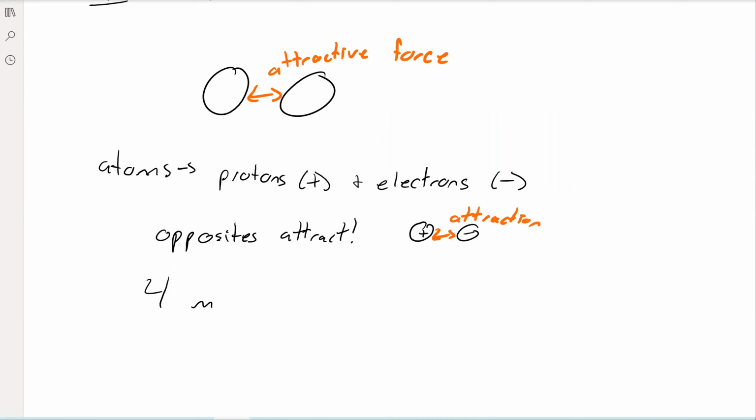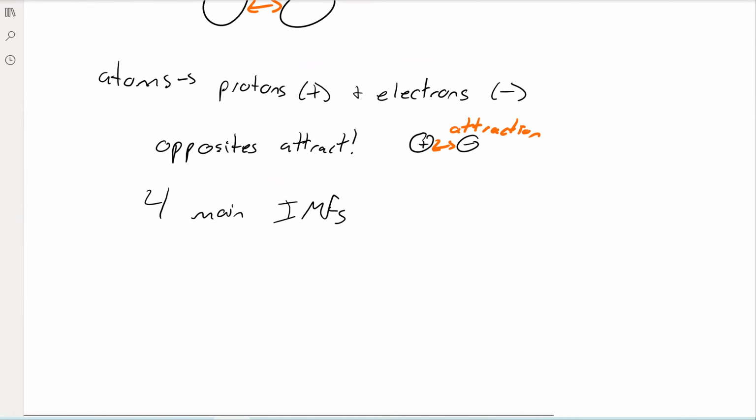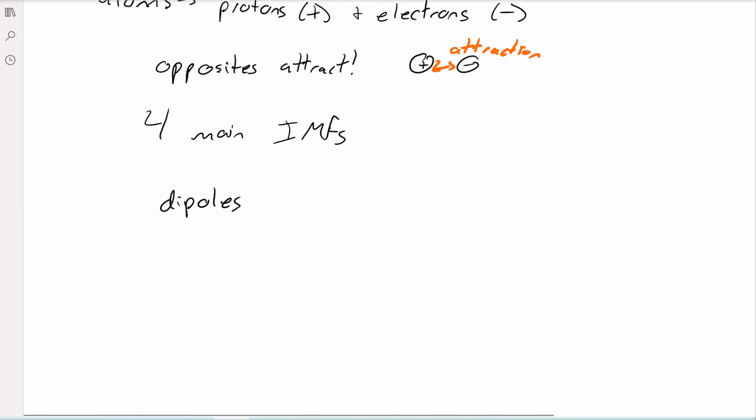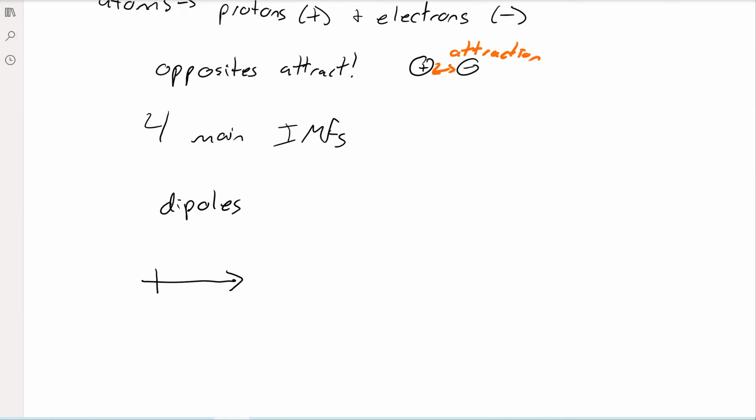We're going to look at four main intermolecular forces. And most of them have to do with this attraction. Well, all of them have to do with this attraction, right? The positives and the negatives are attracted to one another. And then one more way that we can show this kind of distribution of charge is through our dipoles, right? So whenever you see this kind of arrow, this indicates that there's some kind of separation of charge. On the one side of the arrow, we have the positive end, and then on the other side, we have the negative end.